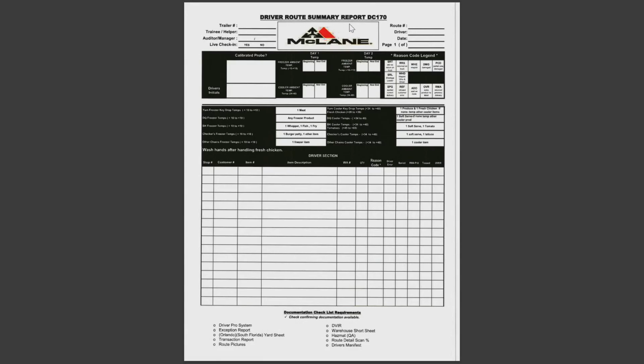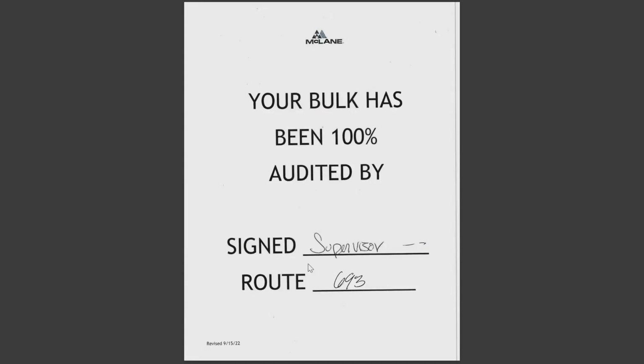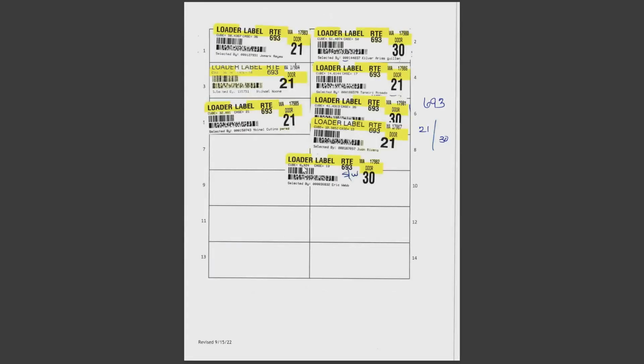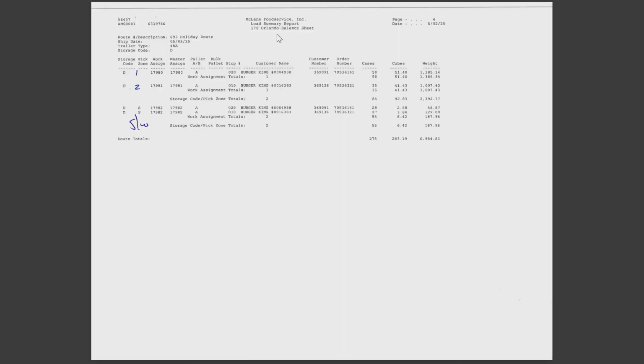The driver route summary report. This is what it should look like for your pre-trip. The load diagram right here is what the yardmen will handle before your route. A supervisor will sign it and you will put your route number down. Load diagram sheet as well as the back sheet of this. Load summary report, yardman will take care of this.